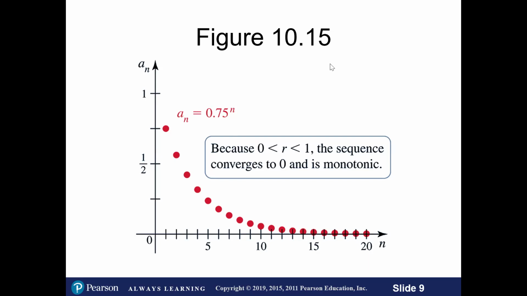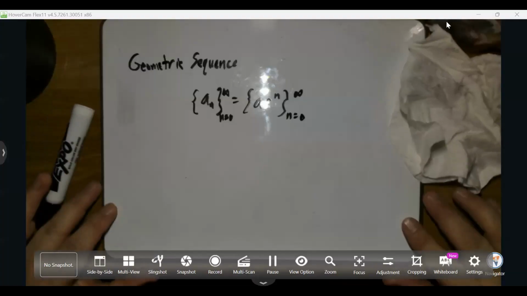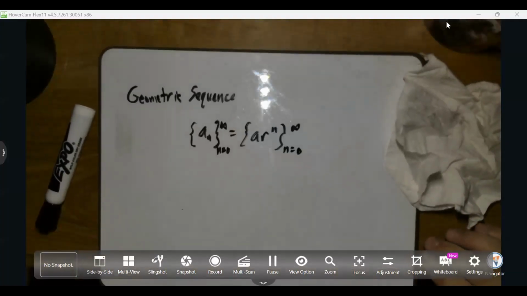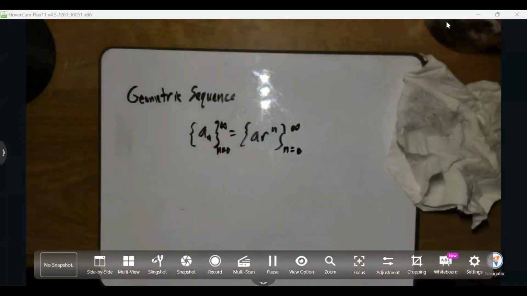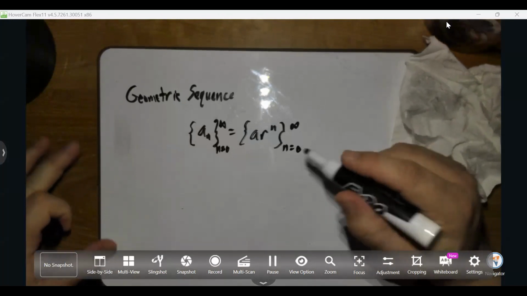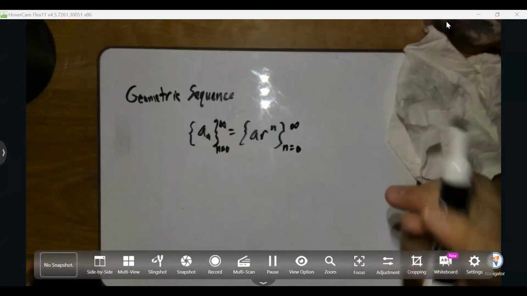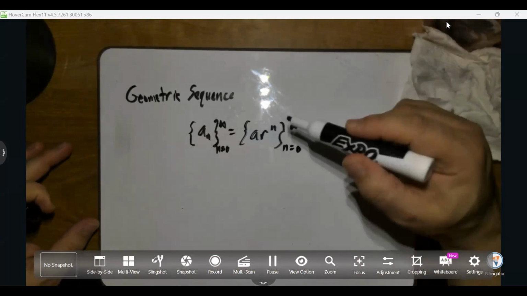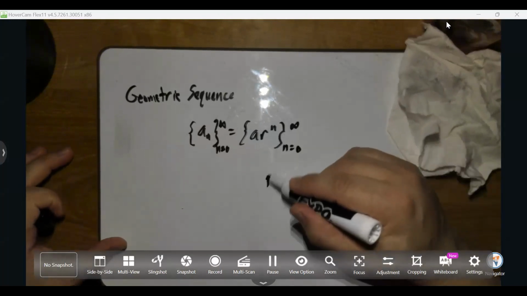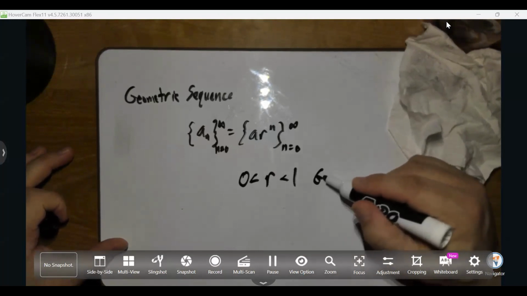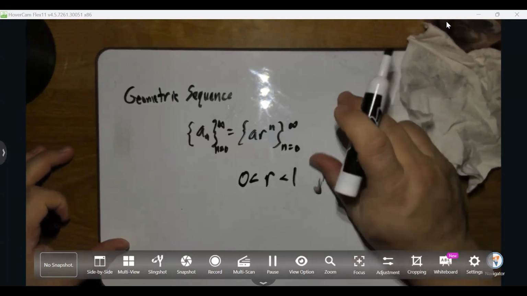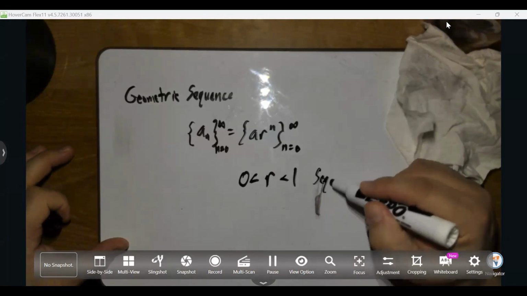Okay, let me real quick give you the general form of a geometric sequence. A geometric sequence, that down so you can see, has the form A R to the N, where A is a constant and R is our ratio, right? So if R is between 0 and 1, then the geometric sequence converges.